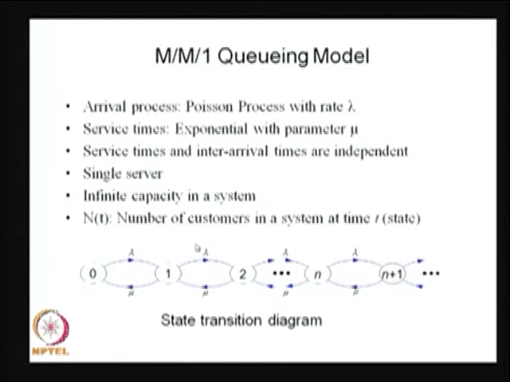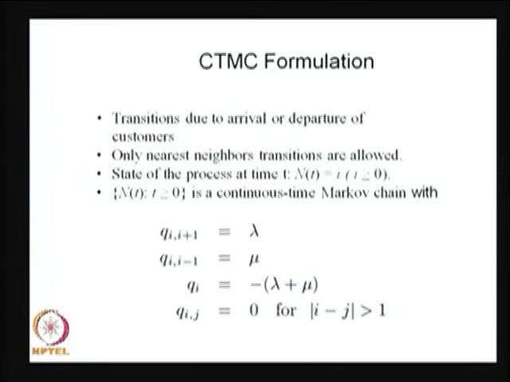Therefore, this CTMC is a birth-death process. Therefore, I am connecting the CTMC with the M/M/1 queue, in particular the CTMC with the birth-death process, because of the transitions due to arrival or the departure of a customer, and only nearest neighbor transitions are allowed because of the assumptions which we have made.